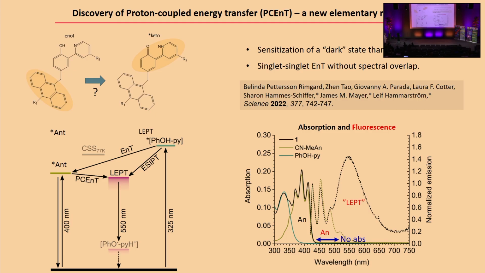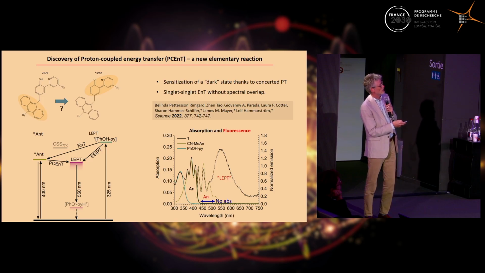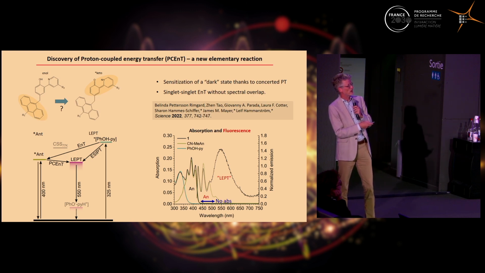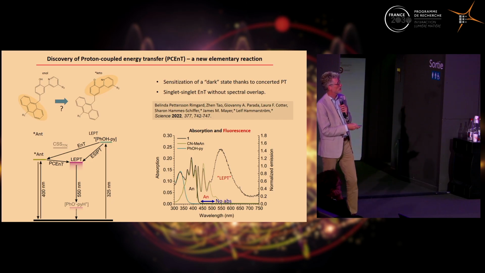when we go to a rigid medium, for example, a 77 Kelvin glass, the charge-separated state is destabilized, and we open up for a different reaction, where the excited anthracene can transfer its excitation energy to the phenol pyridine in its keto form. The enol form is too high in energy. You can see in blue the absorption spectrum of the enol form, and this is the absorption spectrum of the anthracene. You cannot go from here to there at 77 Kelvin in 50 picoseconds. It's half a volt uphill.